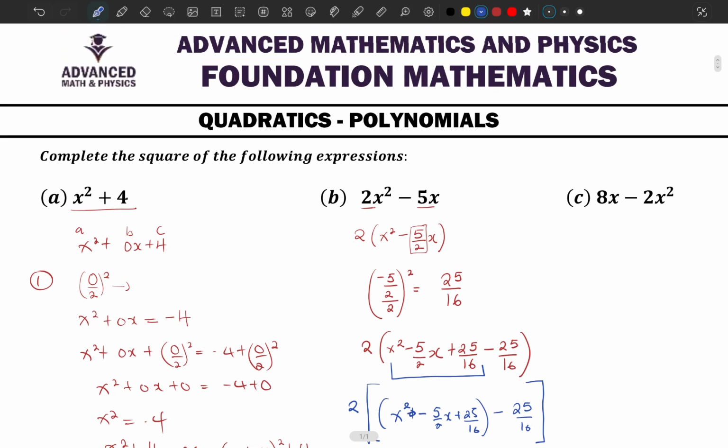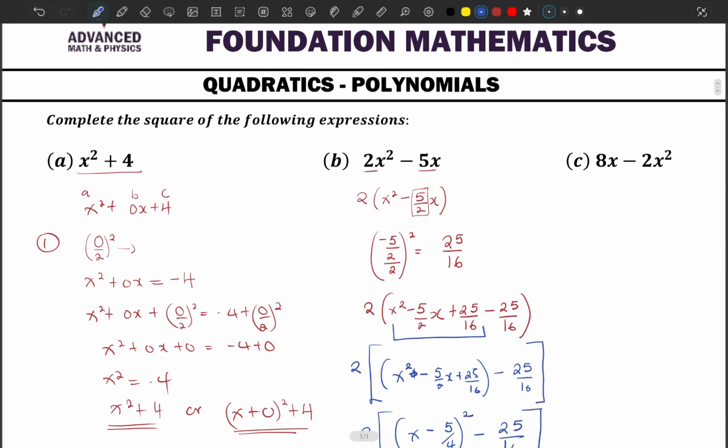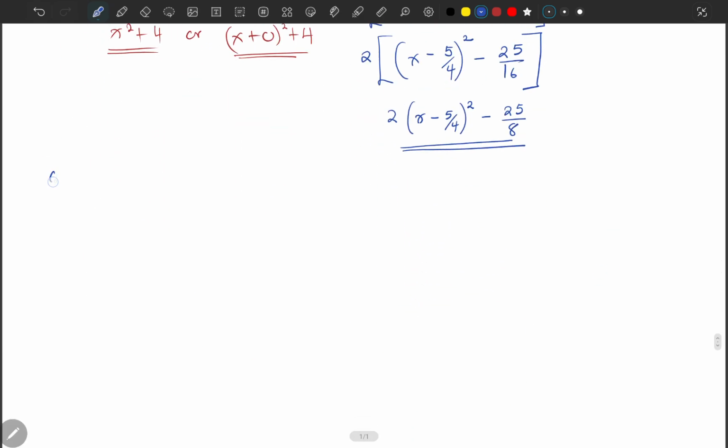Let's look at the last one, which is 8x minus 2x squared. We can do it from here. We can just rearrange this as negative 2x squared plus 8x, which is fine. You're comfortable, right? Then we factor out the negative 2. Remember that the x squared term should always be alone. So we get x squared there, minus 4x.